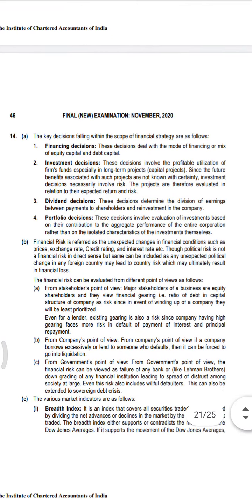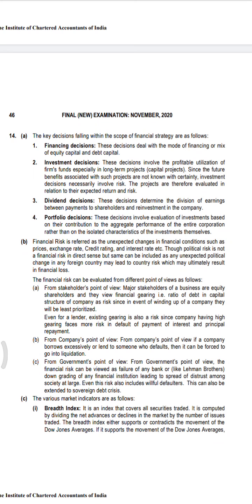The key decisions falling within the scope of a financial strategy are as follows. Financial strategy: financing decision, investment decision, dividend decision, portfolio decision.